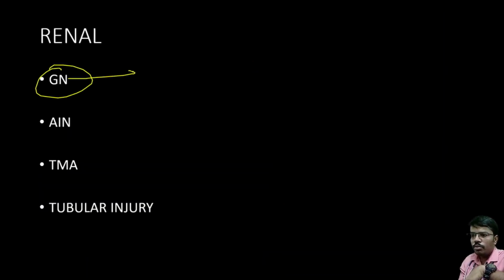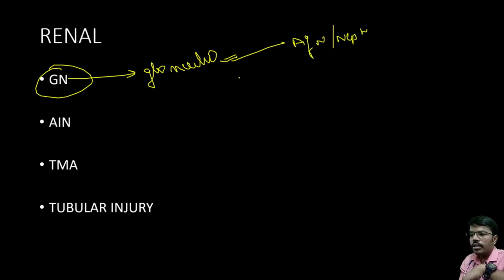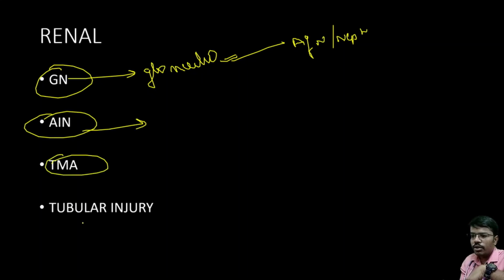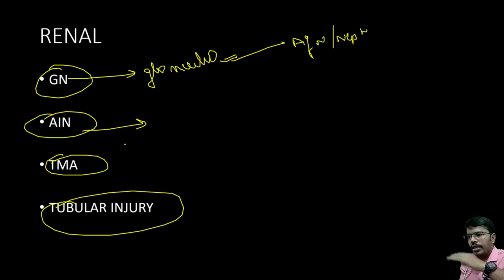For example, in the glomeruli, there might be glomerulonephritis, any inflammation of the glomeruli: acute glomerulonephritis, nephritic syndrome, acute interstitial nephritis, thrombotic microangiopathy, any tubular injury. These four are each a separate topic. At least for the purpose of AKI, remember these injuries can cause renal dysfunction.